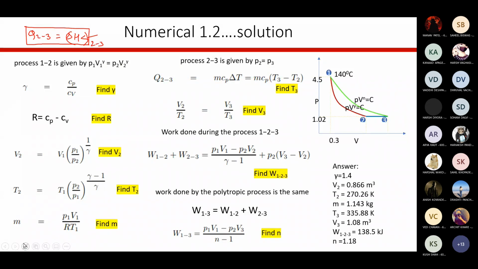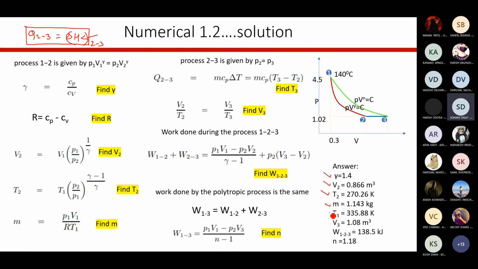Okay, all of you, are you getting the value of gamma as 1.4? Yes, sir. Correct? Okay. What about volume V2? Is it 0.866? Yes, sir. Very good. Temperature T2? Yes, sir, 270.256. I kept it to 3 decimals. That's fine. See, there can be slight variation in these values. That is accepted. Mass? It's the same.